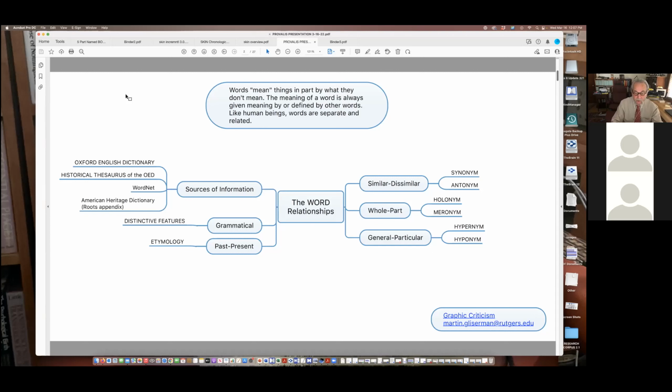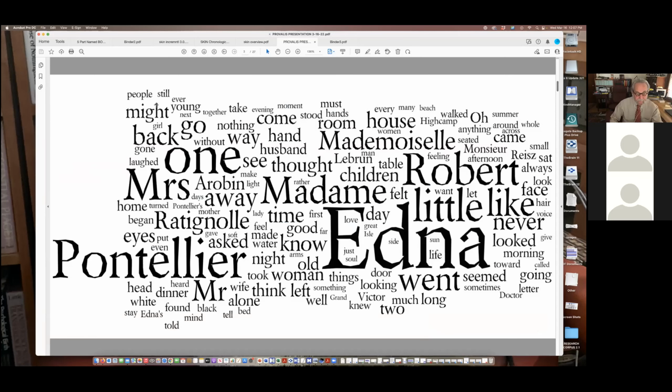To make this concrete, we'll look at an illustration of a word cloud. This one is a word cloud made from The Awakening by Kate Chopin, a late 19th century novel. Word clouds, as you probably know, rank words from the highest use to the lower uses by font size. So Edna, as the key character in this novel, is the biggest in font size.